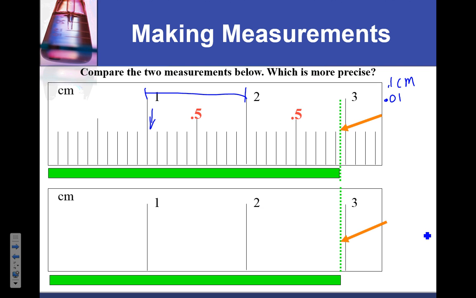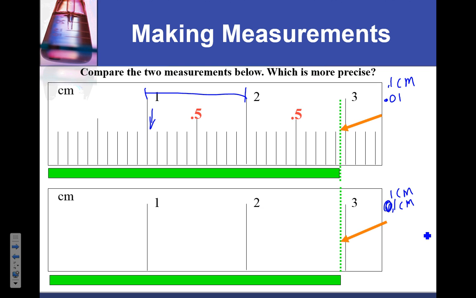Now in the bottom ruler, my smallest division is 1 centimeter. And reading to 1 decimal place better than that would be the tenths. So in this particular case, I can read to the tenths of a centimeter when I'm recording my measurements. So those are 2 different things. The top one, I'm going to go to 2 decimal places, the hundredths. The bottom one, I'm going to only go to 1 decimal place. That would be the tenths.